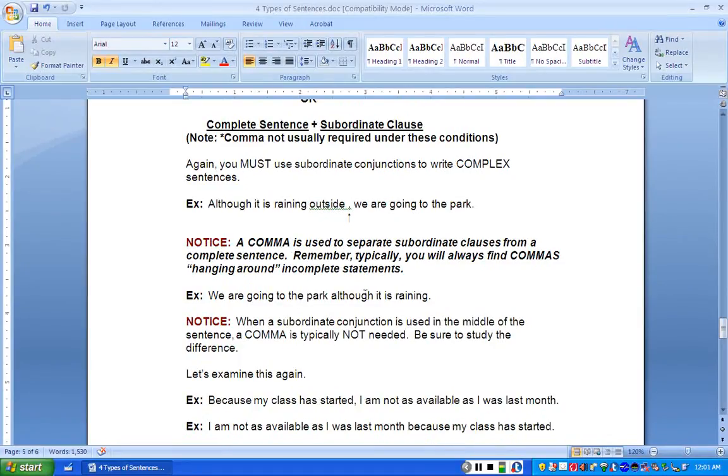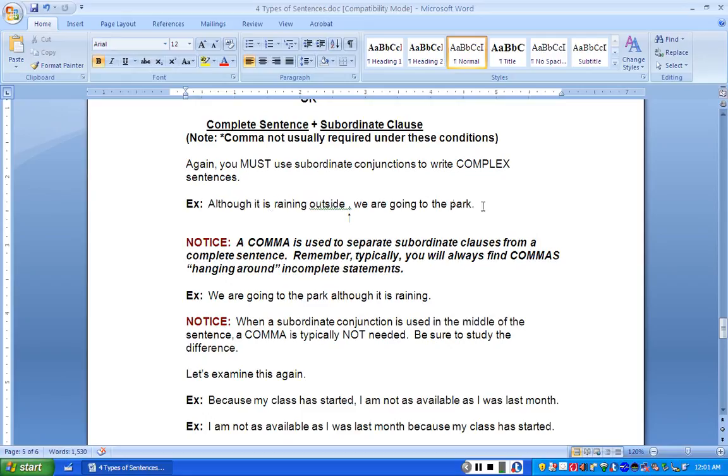So let's take a look. We are going to the park although it is raining. The comma's gone. But guess what? It is still a complex sentence. I know it looks like a simple sentence, but it's not, because you have the combination of a full sentence merged with an incomplete thought. Okay? So a comma is used to separate subordinate clauses from a complete sentence when and only if you run the danger of putting that subordinate clause in front and starting with it.